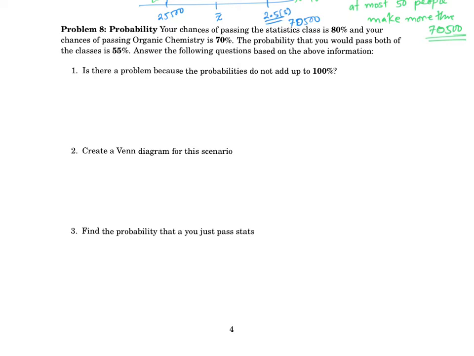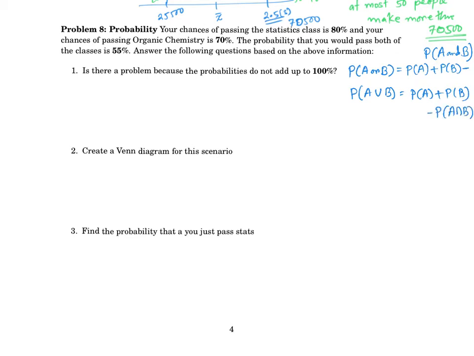In this problem, you kind of have to use this formula: probability of A or B, or sometimes you write it as probability of A union B, is equal to probability of A plus probability of B minus the probability of A and B. All right. So this is also the same: probability A plus probability of B minus probability of A and B. Is there a problem because the probabilities do not add up to 100%? No. Think of what could happen when you are taking two classes.